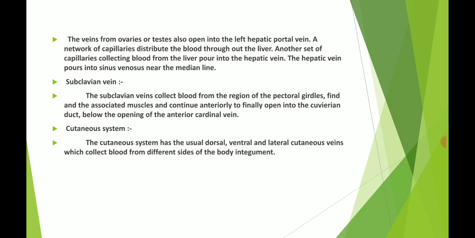The subclavian veins collect blood from the region of the pectoral girdles. We have seen the girdles in the endoskeleton. Here, the various fins, median and paired fins, are present in the fish. In the paired fins, the pectoral and the pelvic fins are present. The subclavian veins collect blood from the pectoral girdles, the fins and the associated muscles, and continue anteriorly to finally open into the Cuvierian duct below the opening of the anterior cardinal vein.